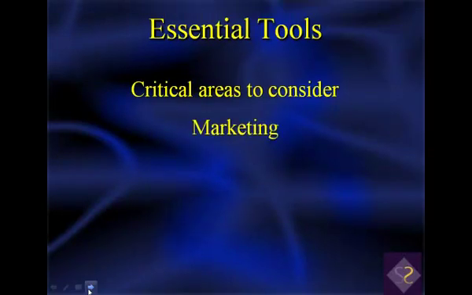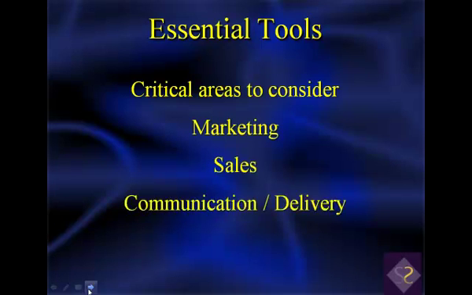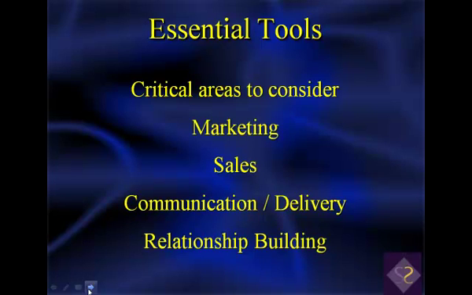Now, there's some critical areas to consider. We want to automate as much as possible all of these areas. Marketing is one of them. Then, of course, the sales process itself. Our communications and our delivery of our programs. As an example, you're experiencing this program through one of the delivery methods. That's a technology delivery method. Also the communication, we're going to look at those. And then relationship building. Now, these aren't the only areas when it comes to doing business and staying in business, but these are kind of the key areas.